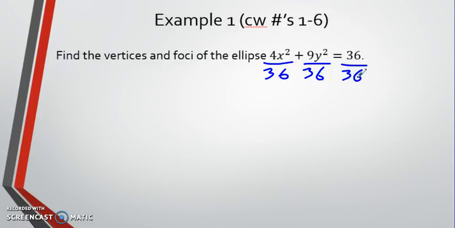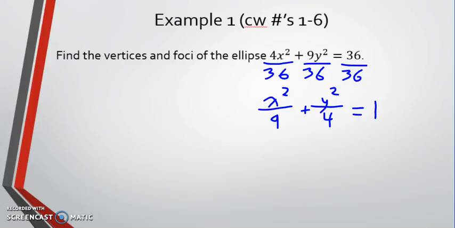So now if I reduce those fractions, I'm going to have x squared over 9 plus y squared over 4. Let me try to redraw that 9. And that's going to equal 1. So this is where I can actually see that I have the standard form of an ellipse. If you already have something that looks like this, set equal to 1 with fractions under the x's and the y's, then you're ready and you don't have to worry about that step.